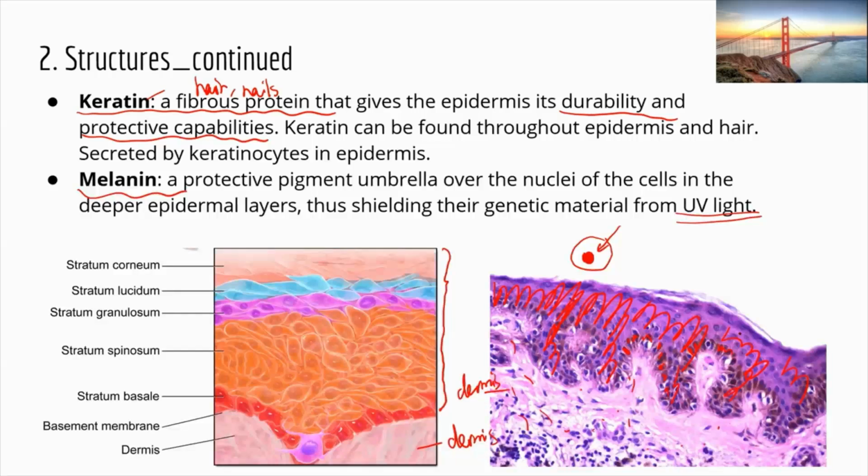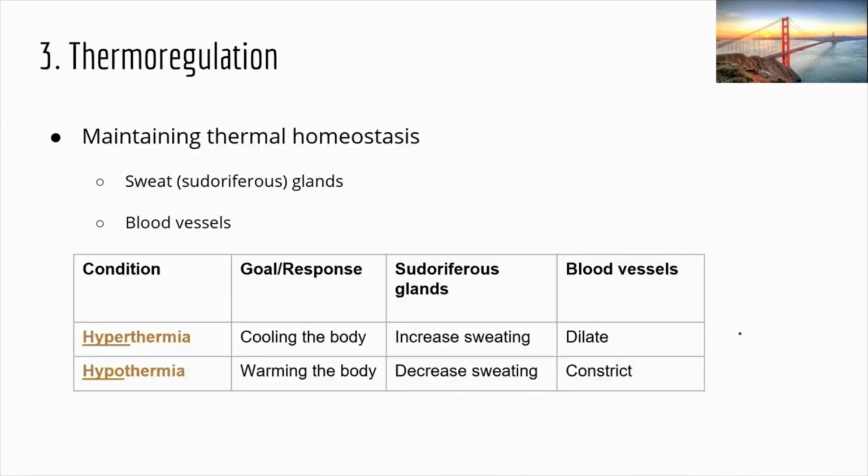Okay, so the amount of melanin in your skin determines your skin color. So if you have a darker color, that means your skin contains more melanin. If you have a spot that has concentrated melanin, that forms freckles. Okay, so that's also just an interesting fact.